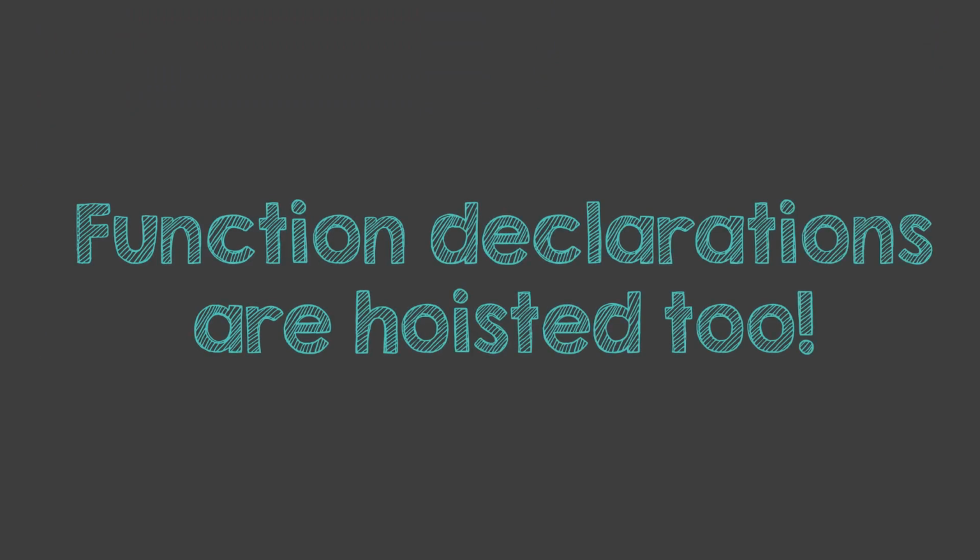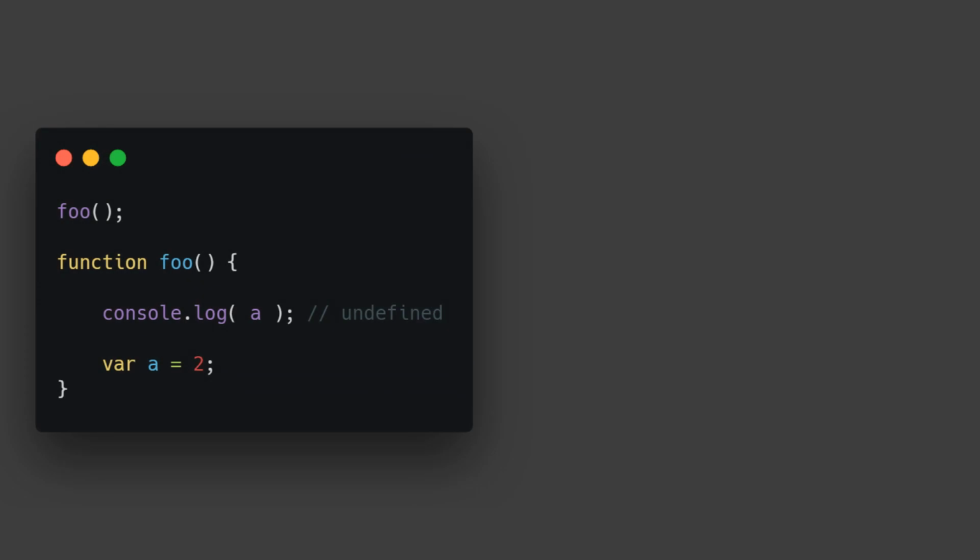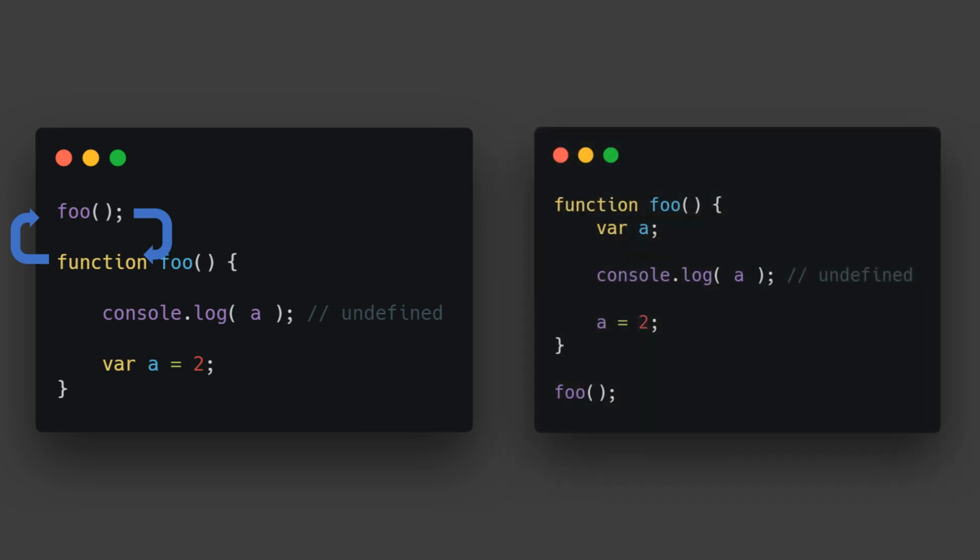Hoisting also works with function declarations. Let us examine how that happens. In this code snippet, it is again perfectly valid to call the function before its declaration, because hoisting comes into the picture here as well. This snippet of code looks to the compiler like this. An important thing to note here is that a variable A inside the function declaration got hoisted too, but only to the top of its own scope, and that is the function foo, and not anywhere outside it. Keep that in mind, it's an important little detail.